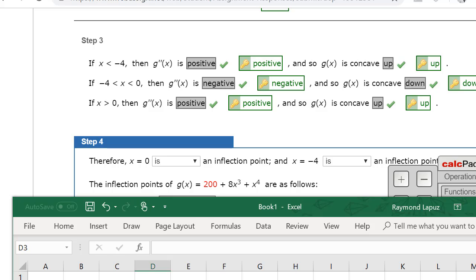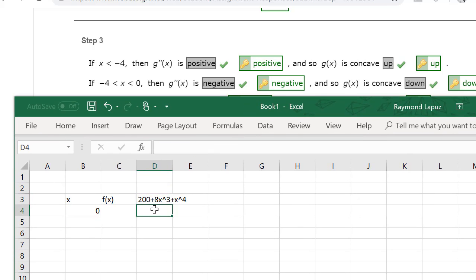This is 200 plus 8x to the third power plus x to the fourth power. So that's my function, and I just wanted to write my function out here. My function equals 200, which is a constant, plus 8 times x, so this is my x raised to the third power, and then I have a plus, and then my x again raised to the fourth power.